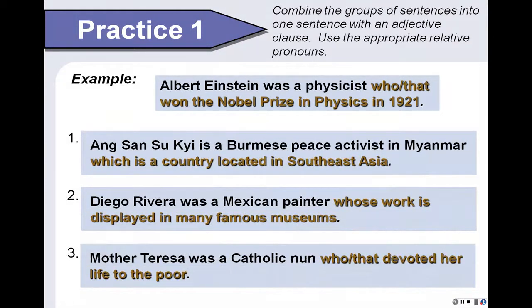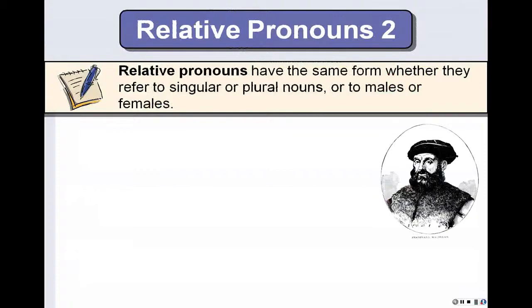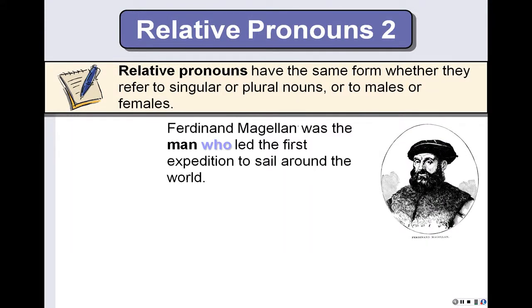Are these the answers that you got? If so, good job. Relative pronouns have the same form whether they refer to singular or plural nouns or to males or females. Ferdinand Magellan was the man who led the first expedition to sail around the world.